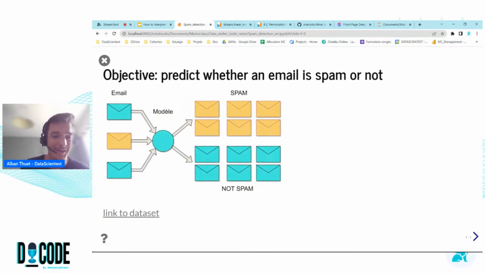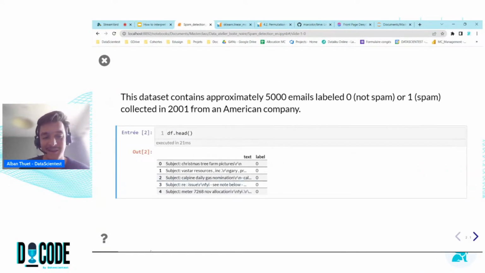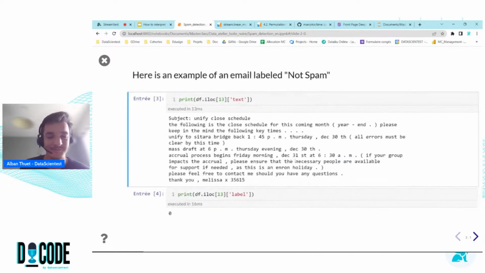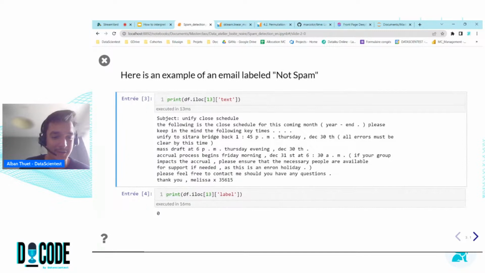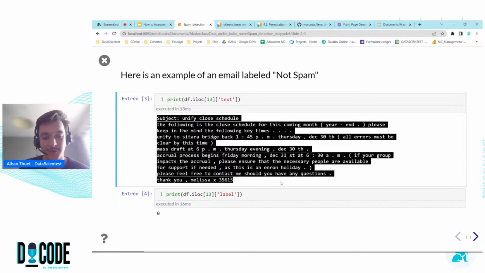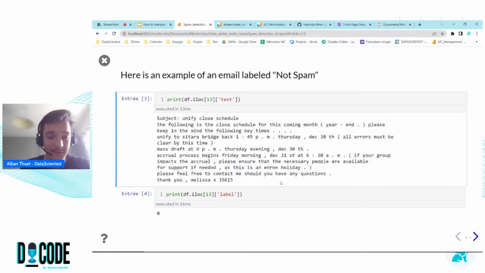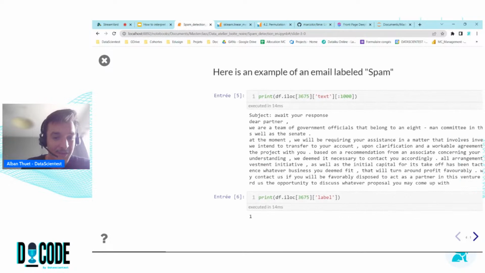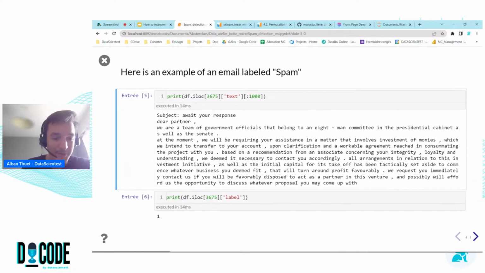So this is my data set. I have the text here, the label there. I have access to some data there, so you can try to look at it a little bit closer. These are classical mails, for example about scheduled times. And here, this is the spam.